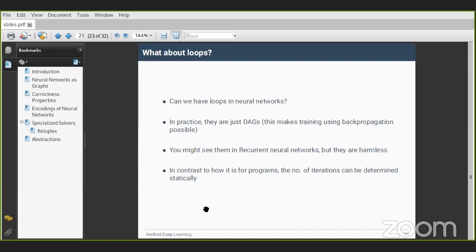It's important to mention this, because when we have this view of neural networks as DAGs, you should understand that they can have loops, but you can unroll them.